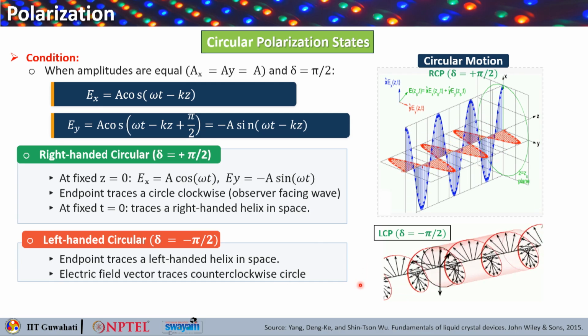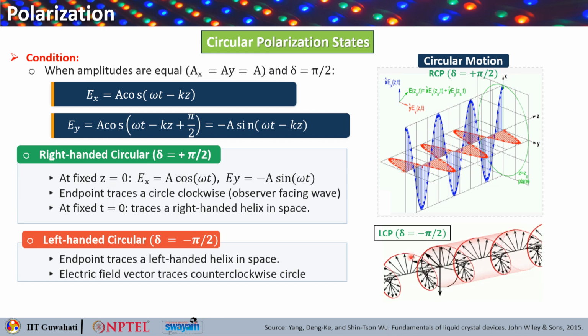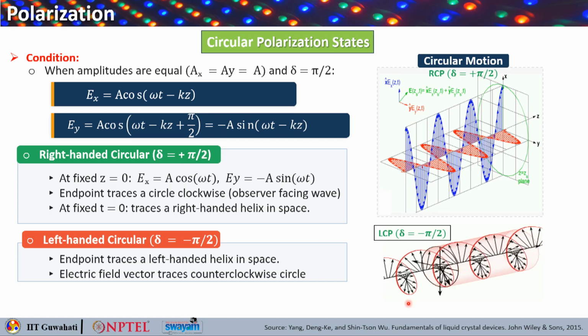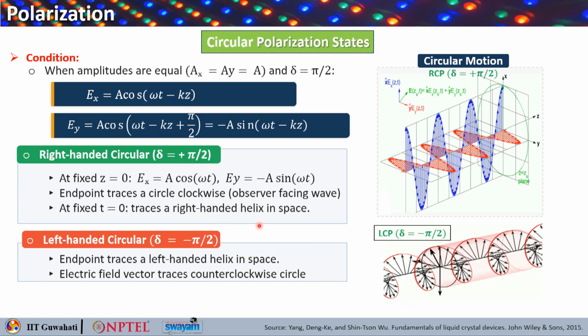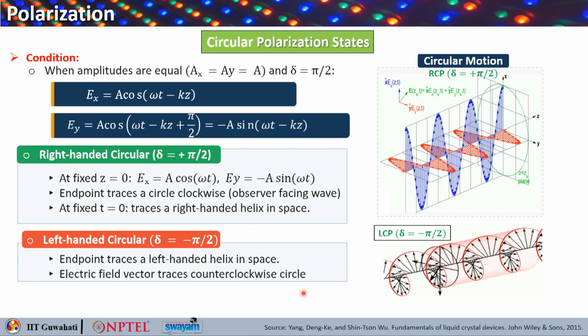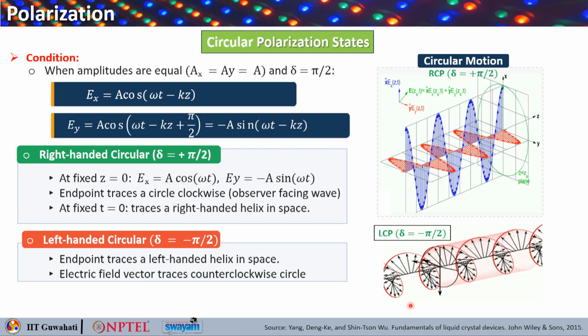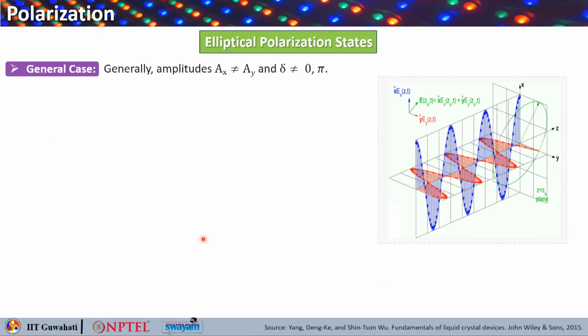When the phase difference is minus pi by 2, you can see that this is basically going in the counterclockwise direction. However, the amplitude relation is here also the same, Ax equal to Ay, which can be A. Only difference is that the phase difference between y and x is here minus pi by 2.